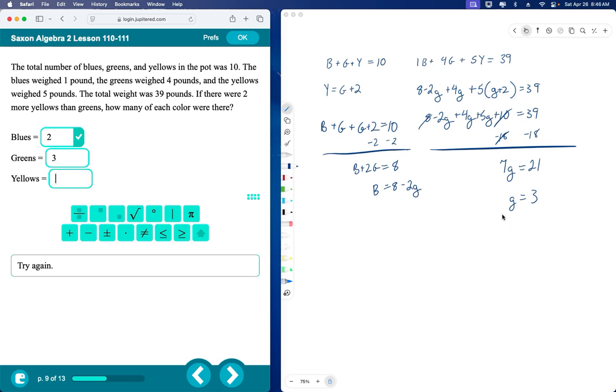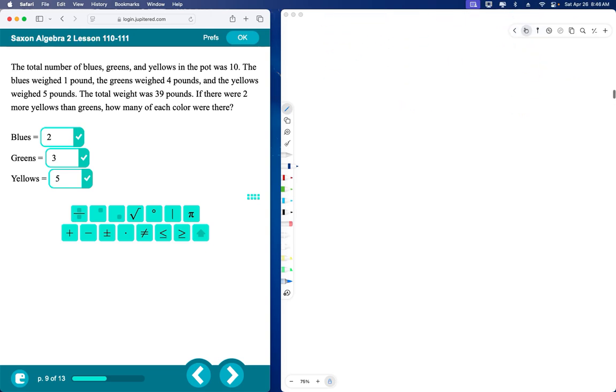Now I really just need to find yellow, but I also need to prove that blue is what it is. So b is equal to 8 minus 2 times 3 is 6. So b is equal to 2. Okay, so I found that one. That's right. So now I can find what g is, or what yellow is, by putting in g here. So 3 plus 2 is 5. So yellows are 5. That should be right. Yes. Hallelujah. I got it right.